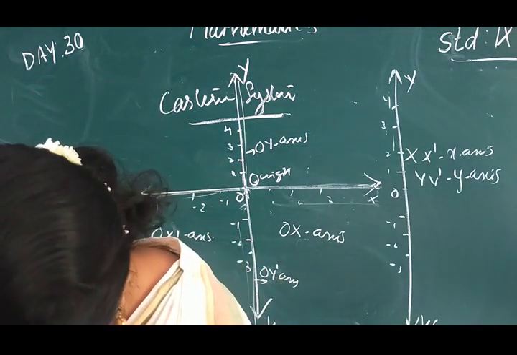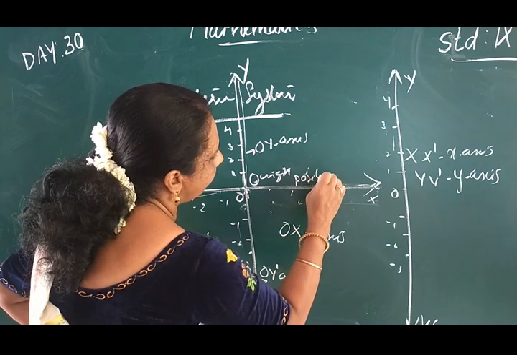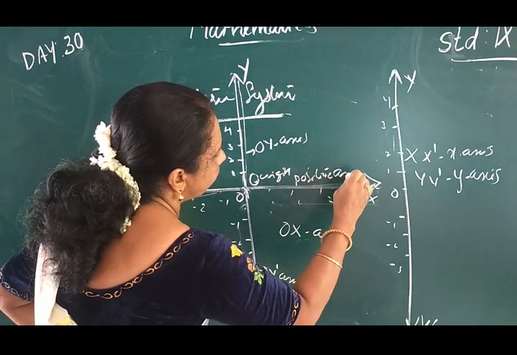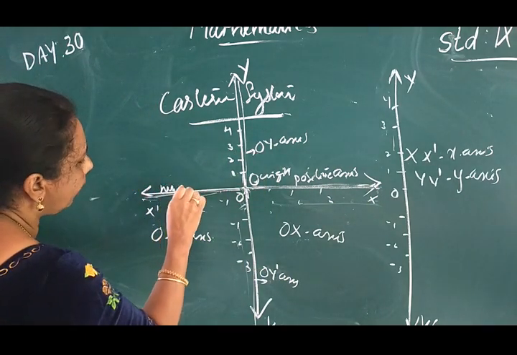This is the positive axis, and this one is the negative axis.